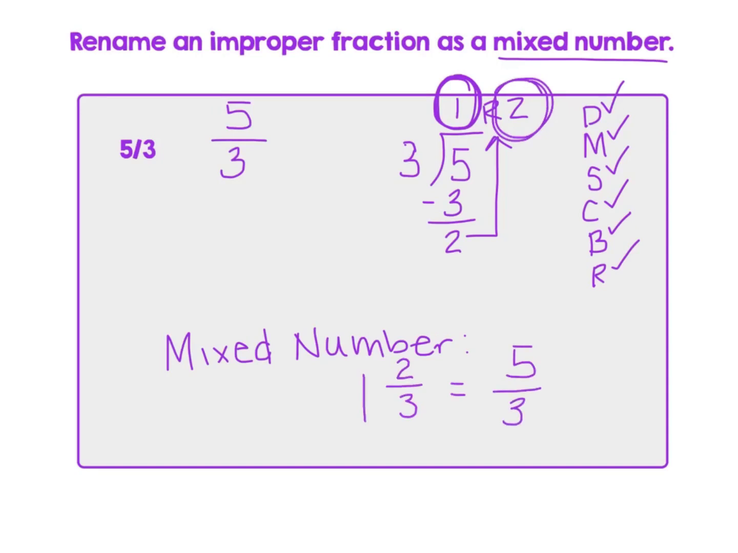And like we talked about last time, you can use multiplication to check whether your improper fraction is the same as your mixed number. Is it true that 1 times 3 plus 2 equals 5? 1 times 3 is 3 plus 2 is 5. They are equivalent.